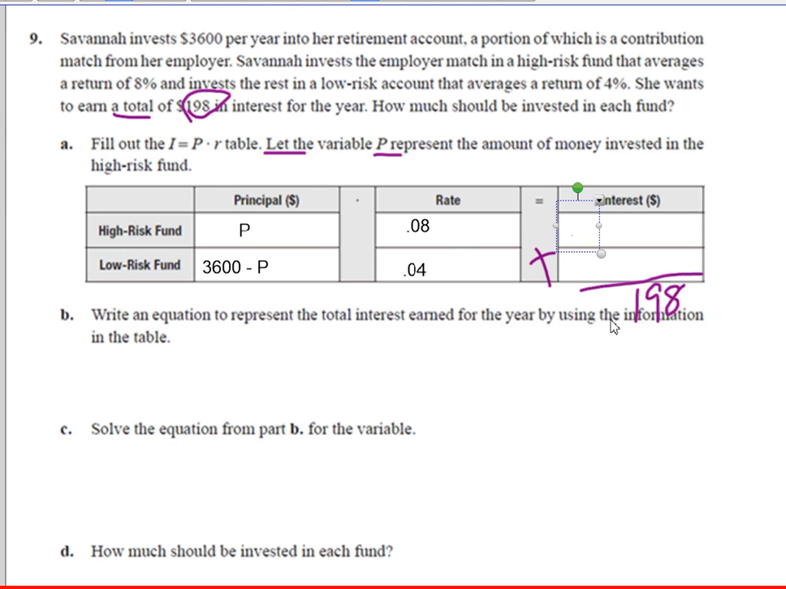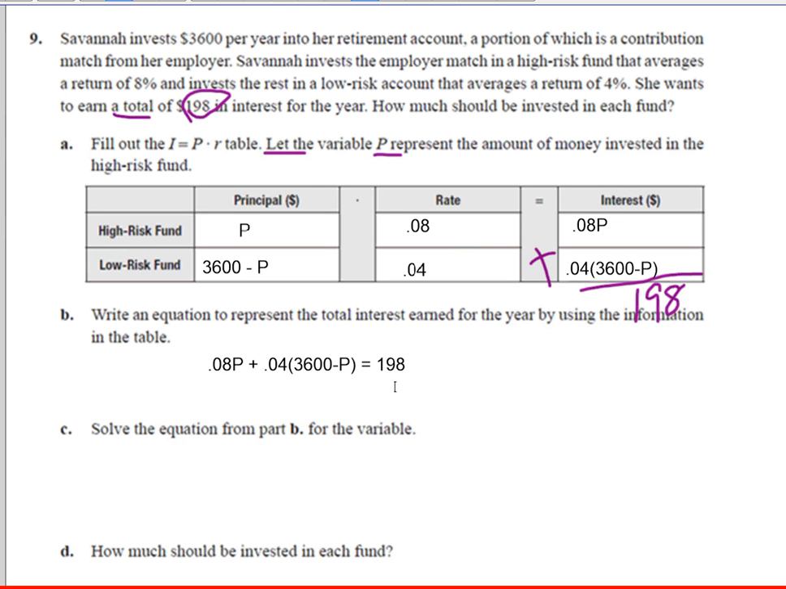So now we can fill in our interest columns. 0.08P represents the amount of money earned in the high interest fund. And then 0.04 times the difference between 3,600 and P is the amount of money earned in the low risk fund. And again, we know the total has to be $198. So there's our equation, 0.08P plus 0.04 parentheses 3,600 minus P equals 198.